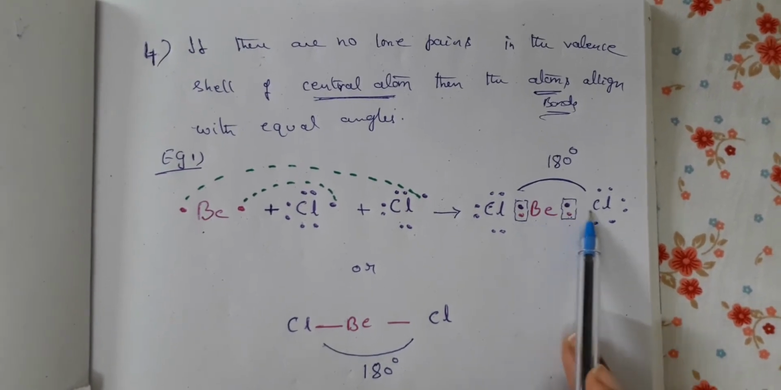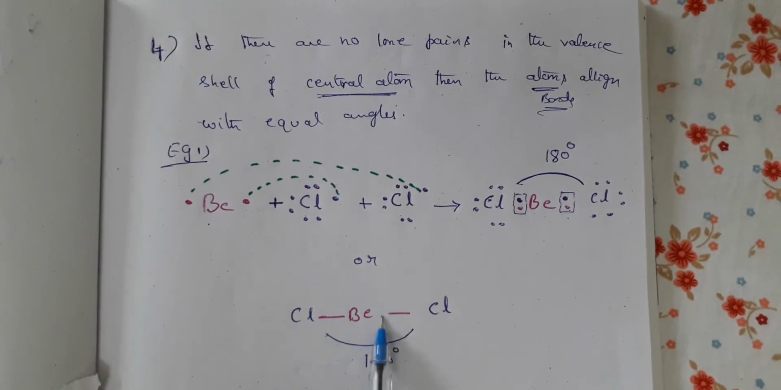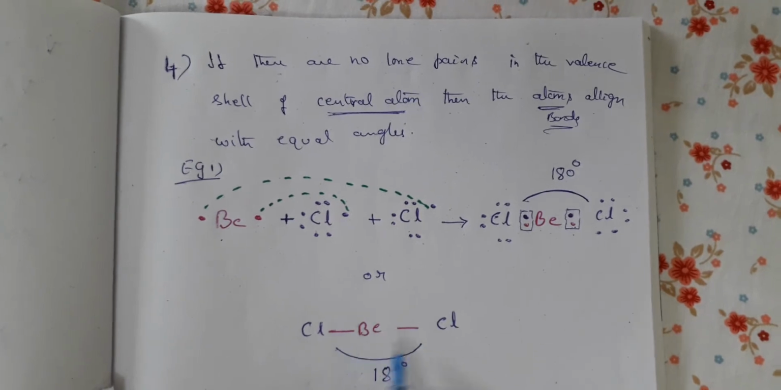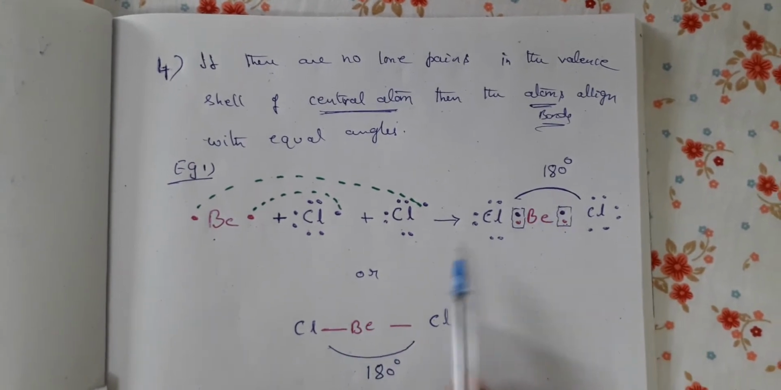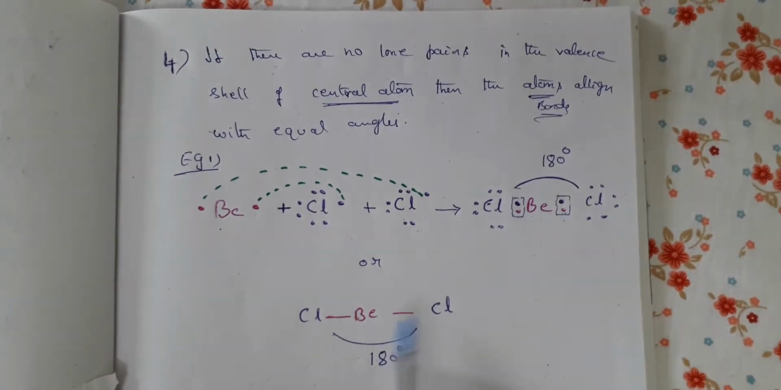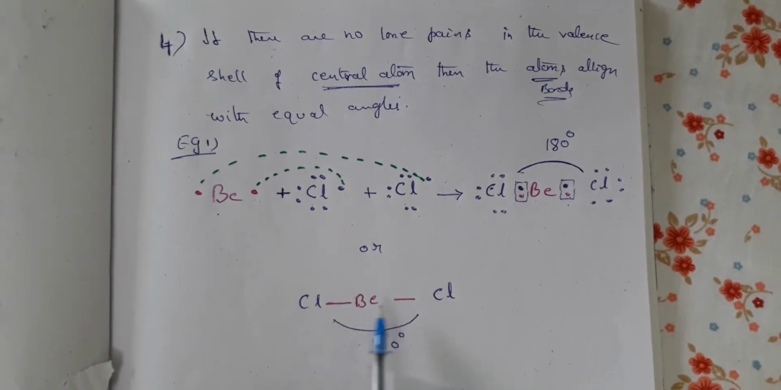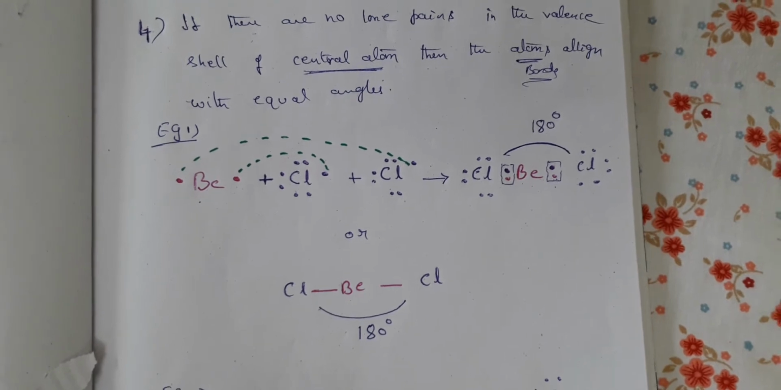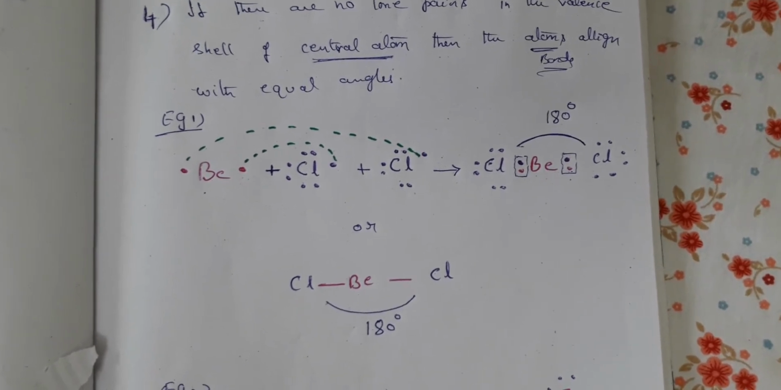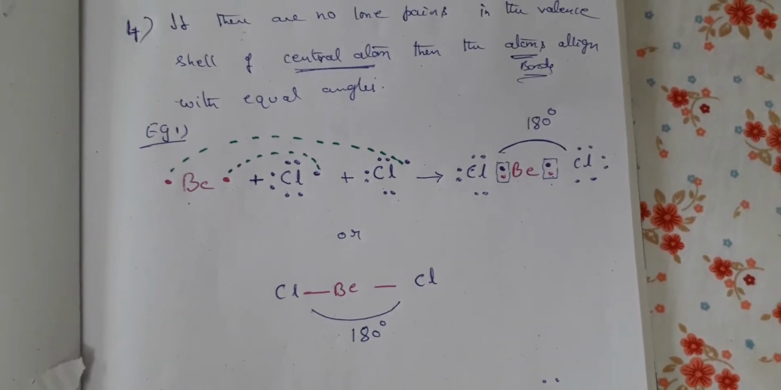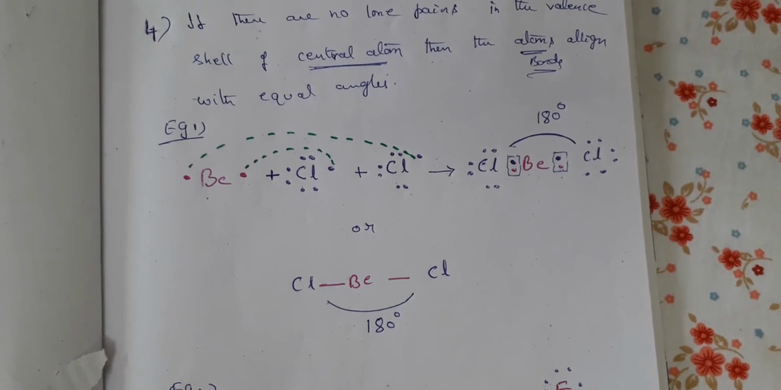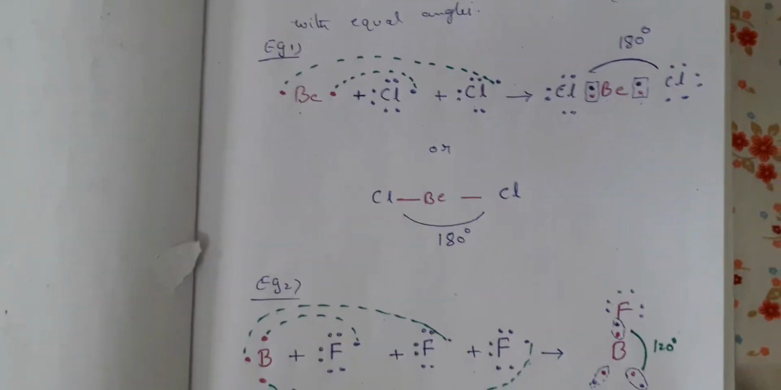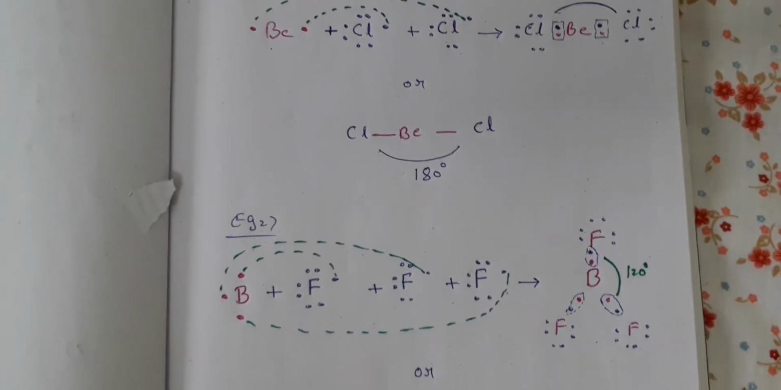So here there is a bond formed, here there is a bond formed, and the angle between them, that means the bonds are spread around 360 degrees. If it is divided by 2, we have 180 degrees. The angle between these two bonds is 180 degrees. So thus we can explain how beryllium chloride is formed. Right, now let us see another example where you have 3 atoms around the central atom.